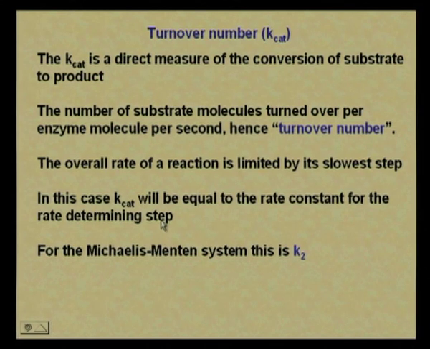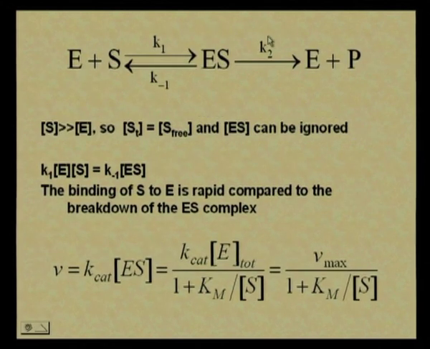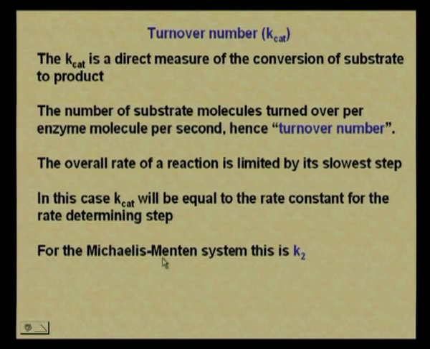And which is this rate determining step? It is K2. Why is it K2? Because that is the one that is forming the products, right? So, since K2 is the step that is forming the products, this becomes our rate limiting step, because we know that the breakdown of the complex is slow, and this becomes the slow step of the reaction, the rate limiting step or the rate determining step of the reaction, and for the Michaelis Menten system, the Kcat is actually the K2 value.